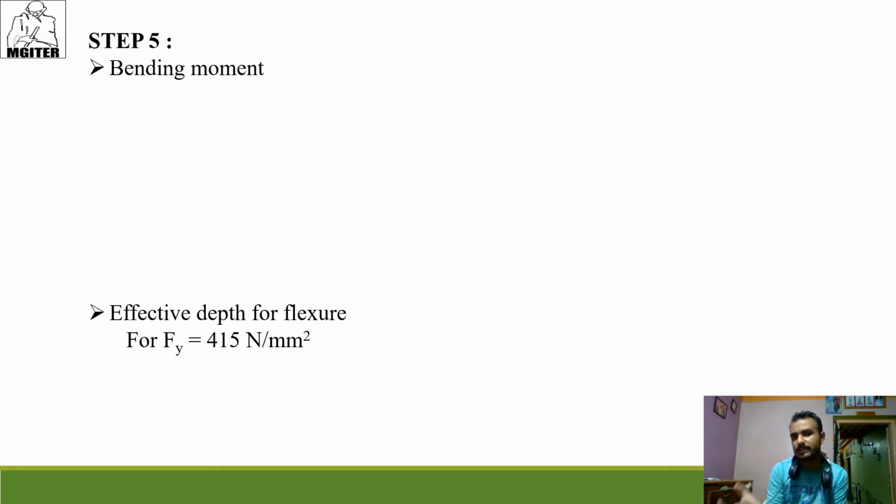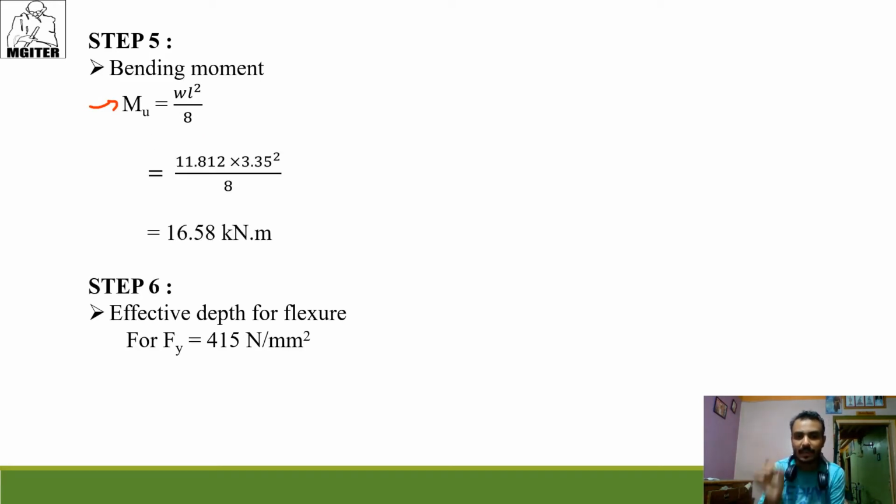Then I have to find out the bending moment. For a UDL load on a simply supported slab, we assume the 1 meter strip as a beam. So the bending moment equation is Mu equals W L square by 8. We found W as 11.812, and L is the effective length, 3.35, whole square, divided by 8. So Mu is 60.58 kilonewton meter. This is the bending moment applied on the slab. If I am going to design a slab, I have to use this bending moment, 60.58 kilonewton meter, okay.